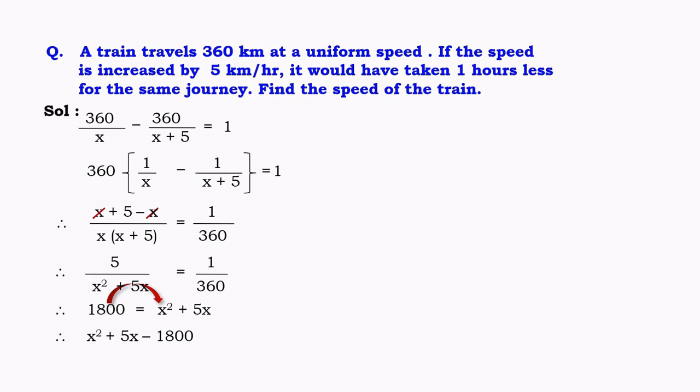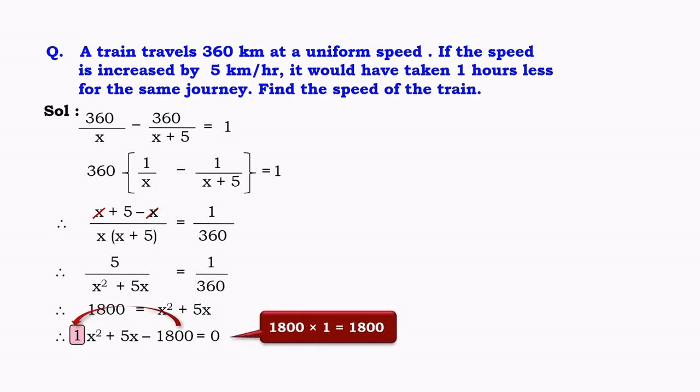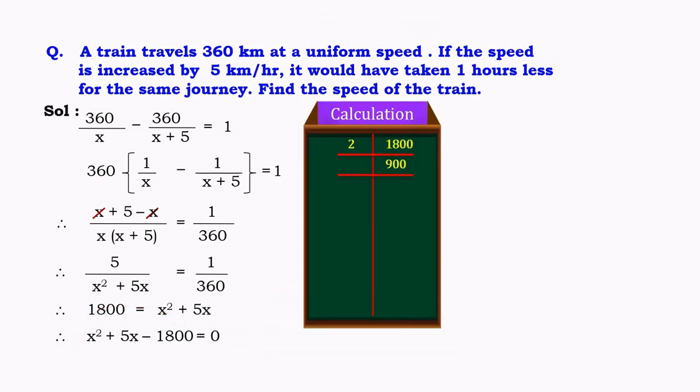Now, cross multiply. We get x squared plus 5x is equal to 1800. Bringing all the terms to one side gives x squared plus 5x minus 1800 is equal to 0. Now, let us factorize 1800. The prime factorization of 1800 is 2 multiplied by 2 multiplied by 2 multiplied by 3 multiplied by 3 multiplied by 5 multiplied by 5.